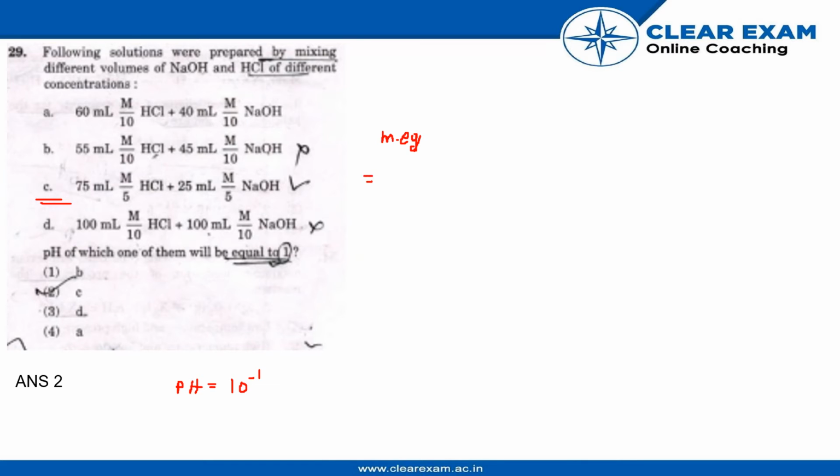In order to calculate, we will first write the quantity of the compound, which is 75, and then the volume, which is 1 upon 5, and then we will multiply with 1, which is the moles. So it will come out to be 15. And similarly we will do for the NaOH. The milli equivalents for NaOH is 25 into 1 upon 5 into 1, so it will be 5.